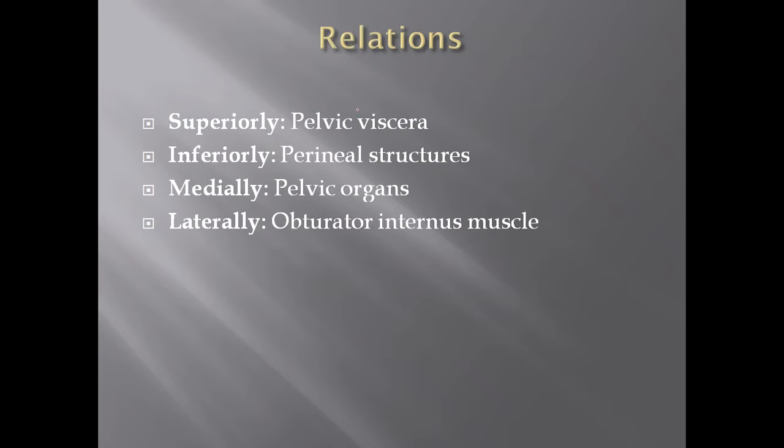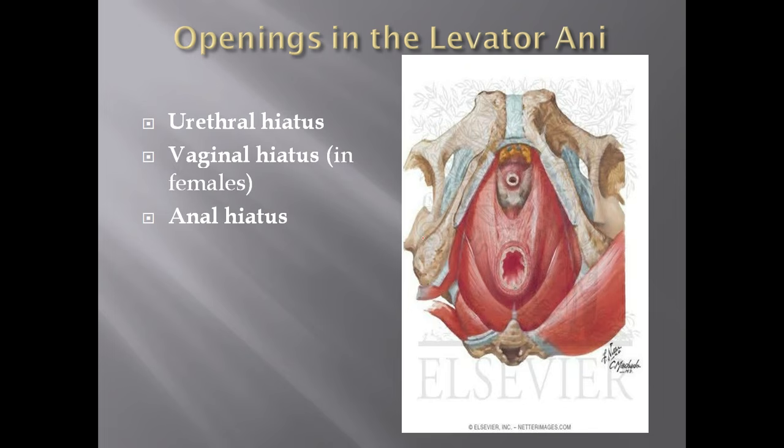So what are the relations of the levator ani muscle to other structures of the pelvis? Superiorly, it is related to the pelvic viscera. Inferiorly, it is related to the perineal structures. Medially, it is related to the pelvic organs. Laterally, it is related to the obturator internus muscle.